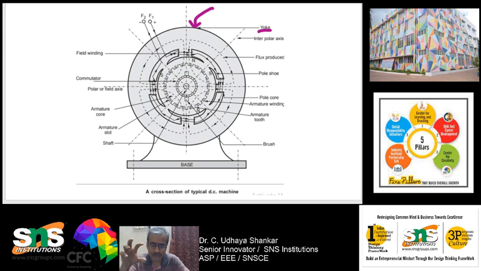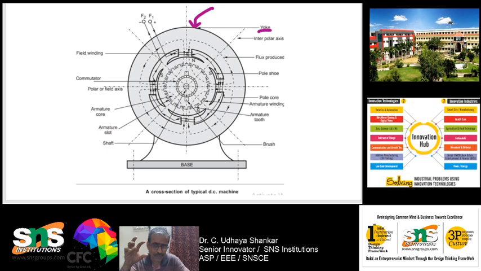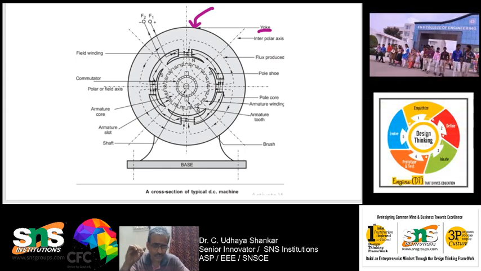These are the things you need to understand from the yoke. The yoke provides mechanical support and also carries the magnetic flux. There are two different types, cast iron and cast steel. Cast steel is the best one, but it is highly costly. Next is poles.